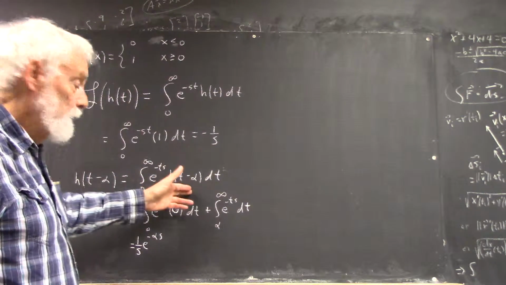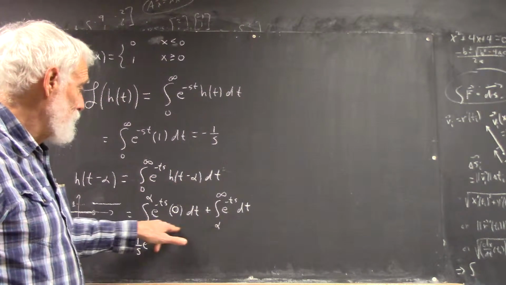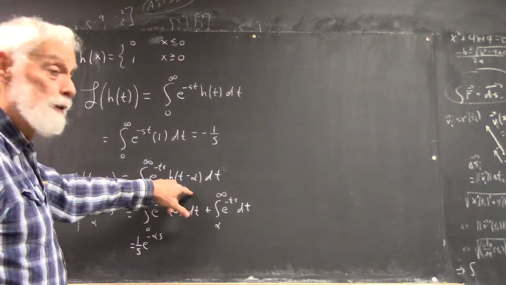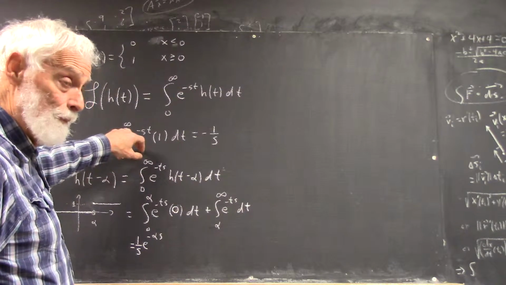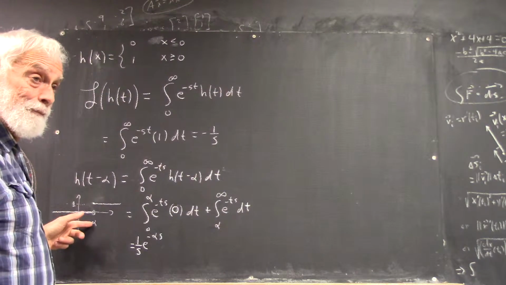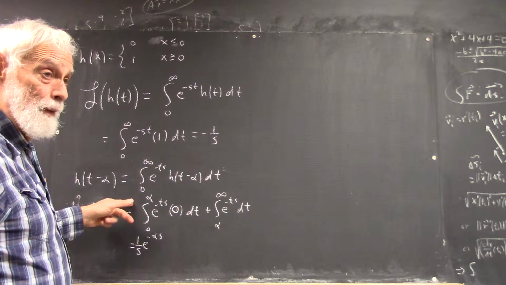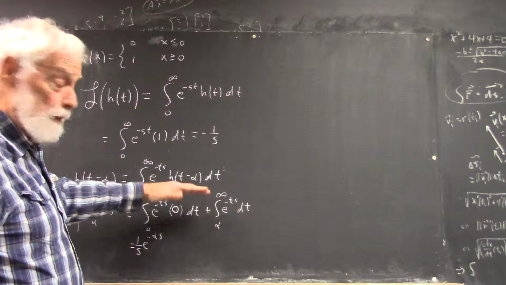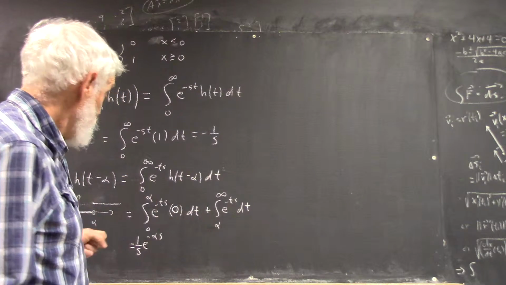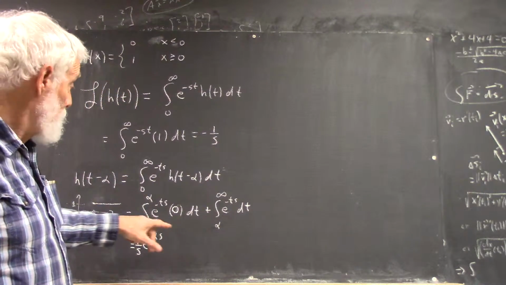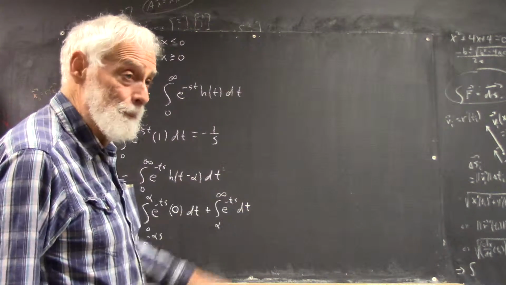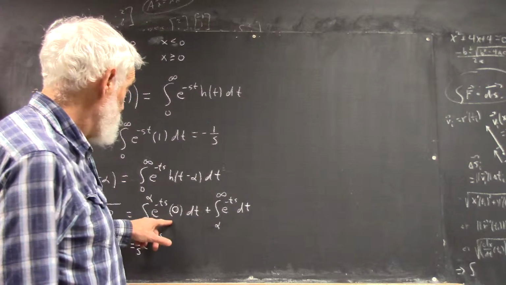Which kind of guides you to this. This has to equal this, because you're integrating e to the negative ts times your h of t minus alpha from 0 to infinity. H of t minus alpha is equal to 0 up to alpha, and then equal to 1. So I say, okay, what do you do with this integral? And you answered, well, you split it into two integrals. Very good. So here's the first integral. Up to alpha, the h function is 0. Beyond that, it's 1. So the integral from 0 to alpha is just going to give you 0.